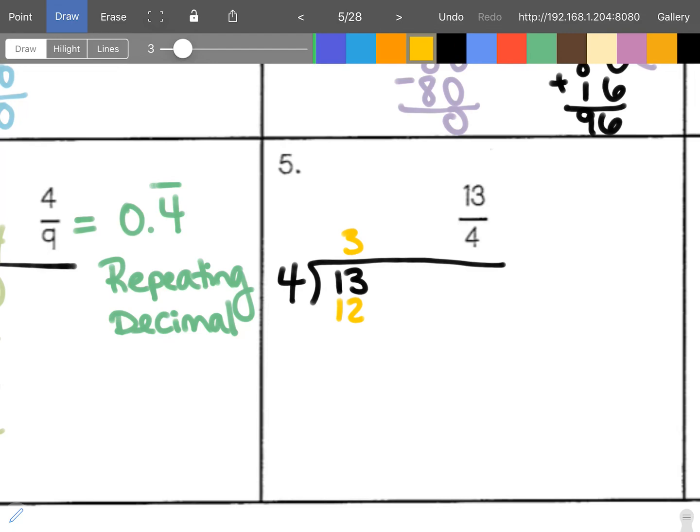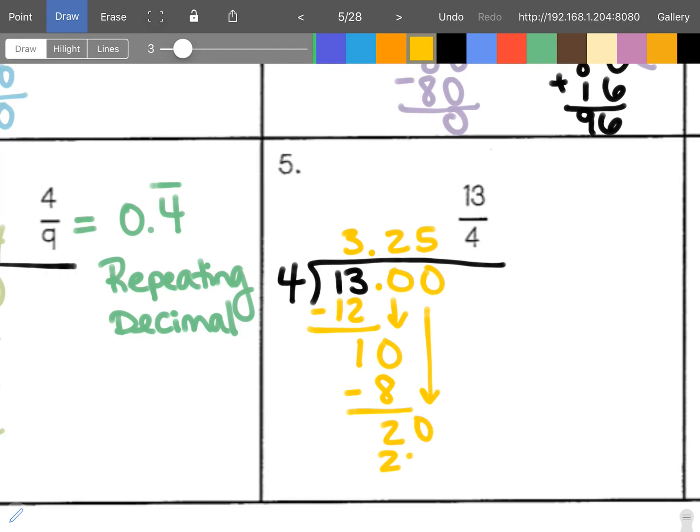That gives us 12 with 1 left over. Now because we have a remainder, we're going to add a decimal and a 0. We're going to bring down the 0. 4 can go into 10 2 times. That gives us 8. 10 minus 8 is 2. So we still have a 2 left over. So we add a 0, bring it down. 4 goes into 20 5 times. 4 times 5 is 20. And now we have nothing left over. So that one came out nice.